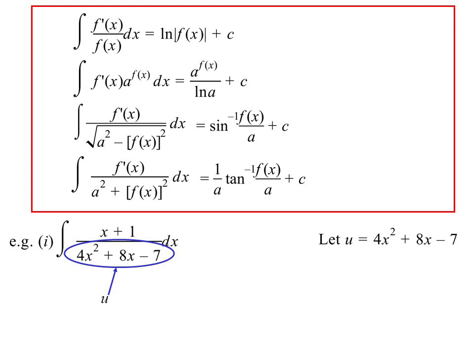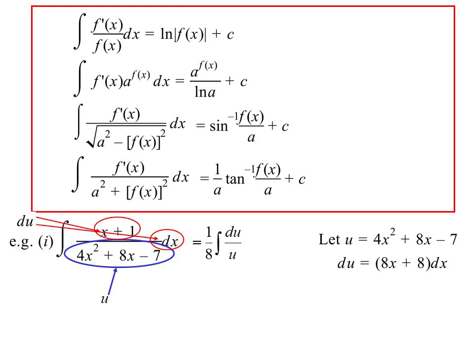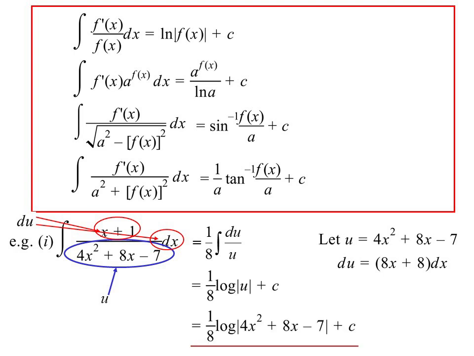That means the derivative becomes 8x plus 8, and on the top of the fraction we have a multiple of the derivative. It's 1/8 of the derivative. That means I can rewrite this as 1/8 of du on u. There it is in standard form, so we know, oh well, that's the log of u. Then we substitute back in. That's a basic idea of integration by substitution.